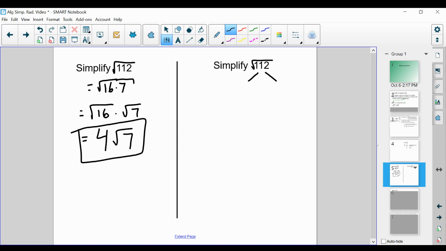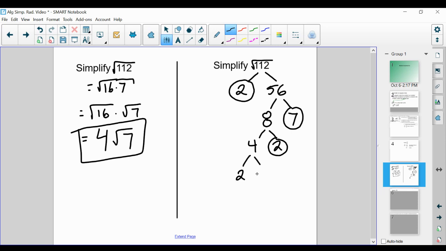We can divide 112 by 2, and we get 56. So 2 times 56 is 112. I notice I can't simplify 2 anymore, so what I'm going to do is circle it. That way I know I can't go back to 2. But I can simplify 56. 56 could be 8 times 7. And again, 7 is a prime number. I cannot simplify that anymore. 8 can be broken down to 4 and 2. Again, 2, I cannot simplify. We can simplify 4 to 2 and 2.